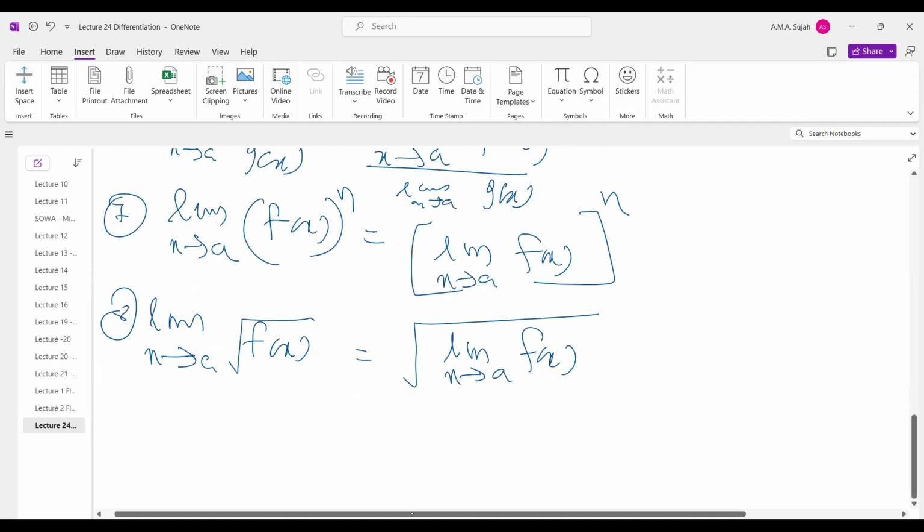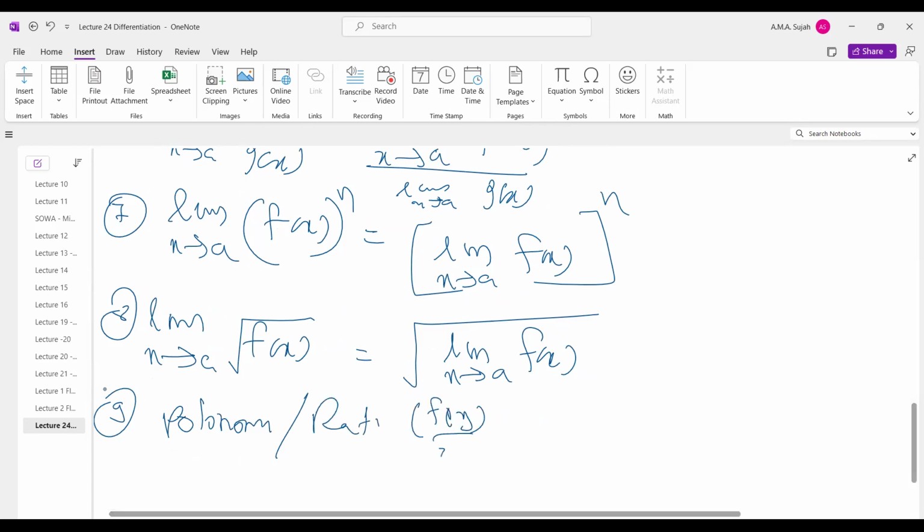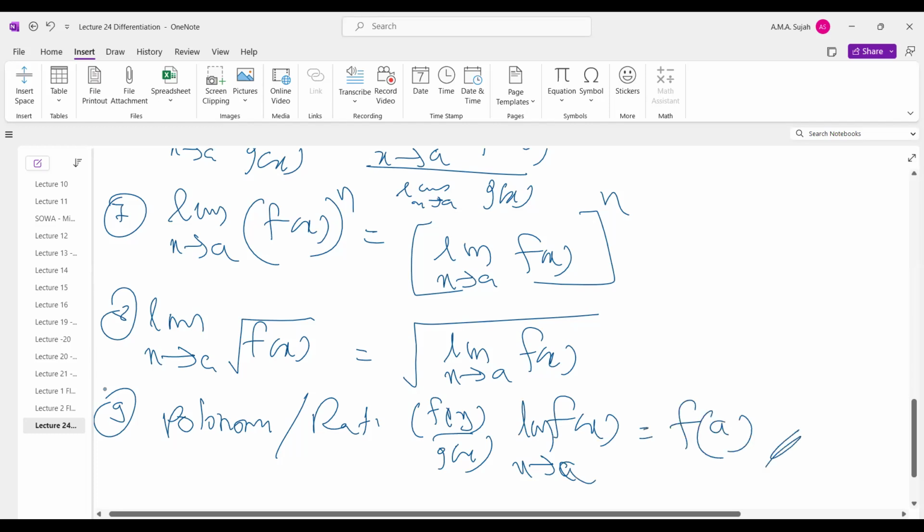If the function is a polynomial or a rational function, rational meaning f of x over g of x, not all the time, but most of the time. If you have a function f of x and you find the limit as x approaches a of f of x, it is equal to f of a. So these are the things we discussed.